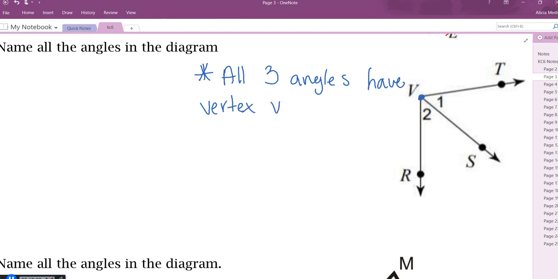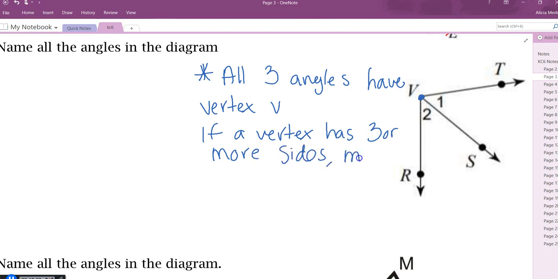So if a vertex has 3 or more sides, you have to use 3 letters. So if a vertex has 3 or more sides, you must use 3 letters.